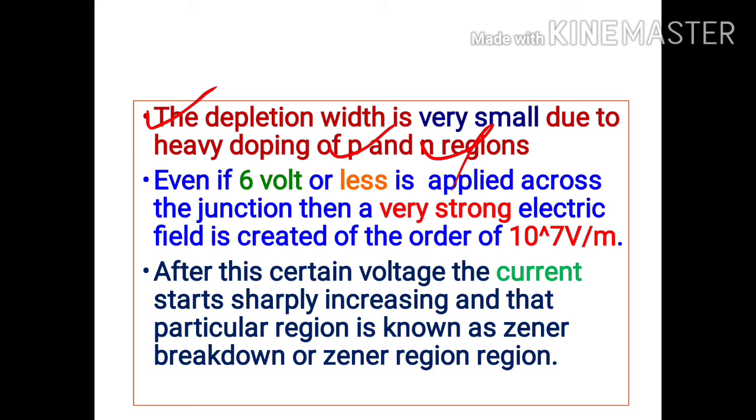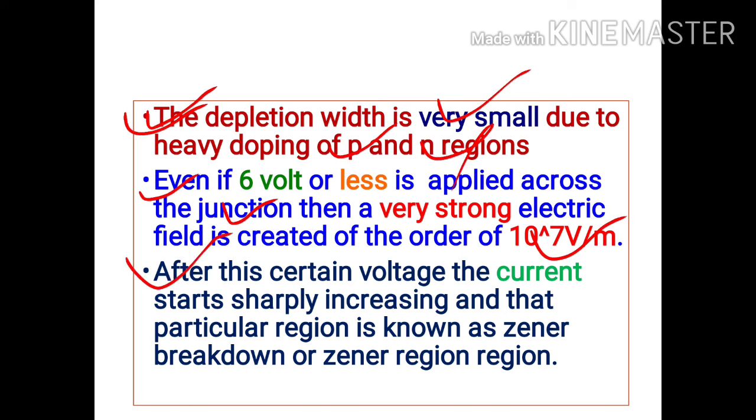As we have studied, the depletion width is inversely proportional to the doping concentration. So in case of the Zener diode, the doping is very high. So due to the high doping or heavy doping, the depletion width will be very small, and even if we apply 6 volt or less than 6 volt across the junction, then a very strong electric field will be created, in the order of 10 to the power 7 volt per meter. So this is a very strong electric field that will be created in the PN junction.